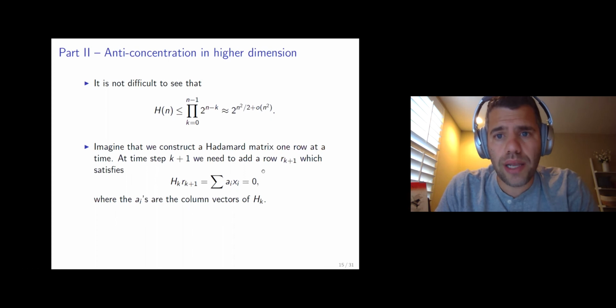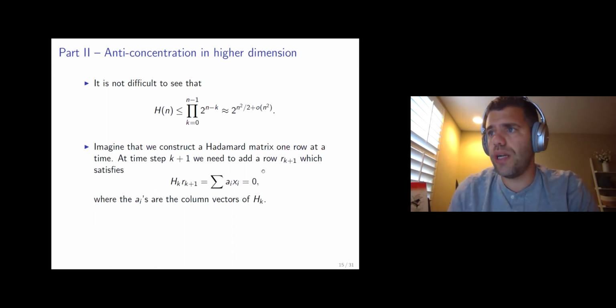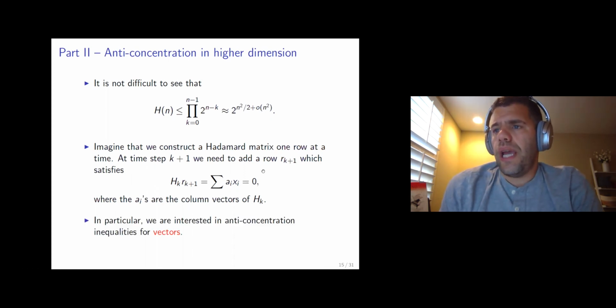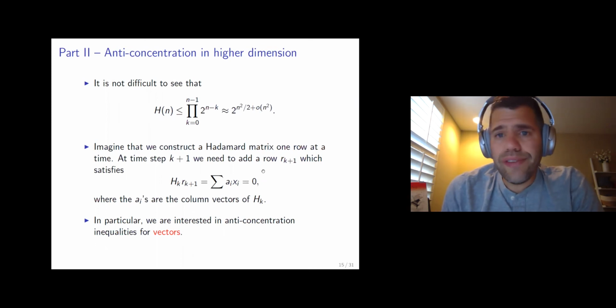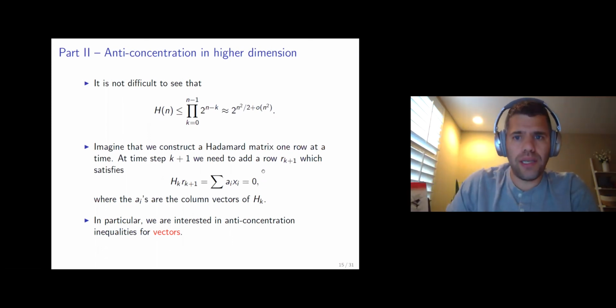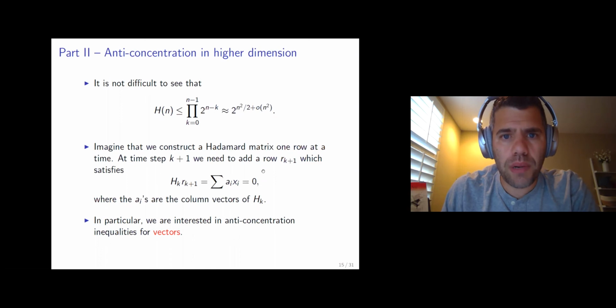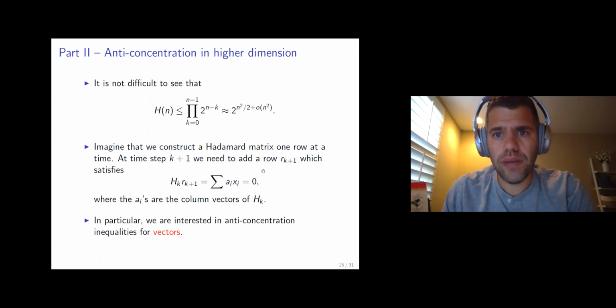And this looks like a kind of anti-concentration inequality. And of course, we are interested in anti-concentration inequalities for these vectors. And clearly, if we can show that there are not too many such solutions, then we can start iterating and say that there are not too many Hadamard matrices. Okay, any question?